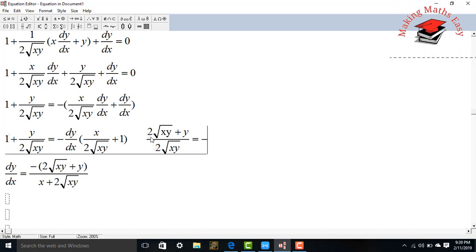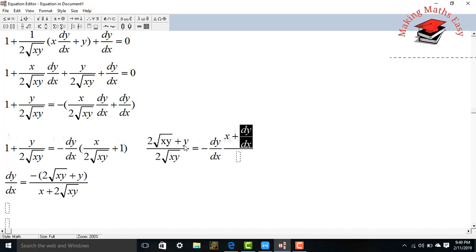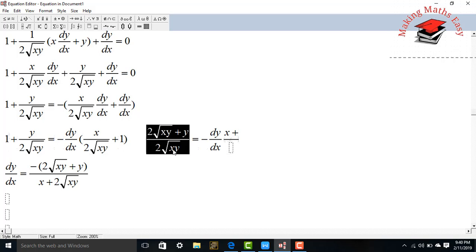So it will be minus of dy by dx, so minus of dy upon d of x, and then this function, this 2 square root of xy will go in the numerator, and it will become x plus 2 square root of xy, 2 square root of xy in this case, which will be divided by 2 square root of xy.